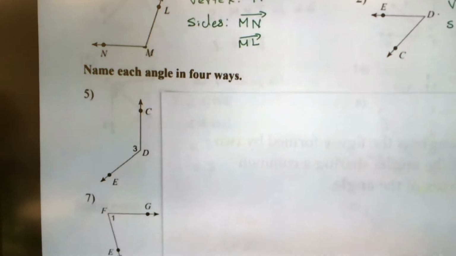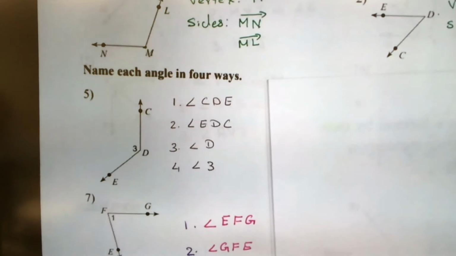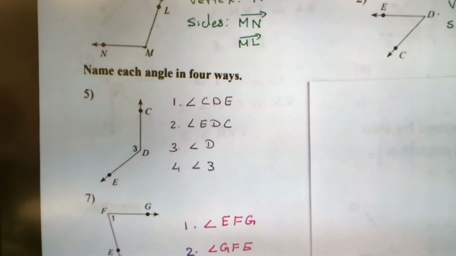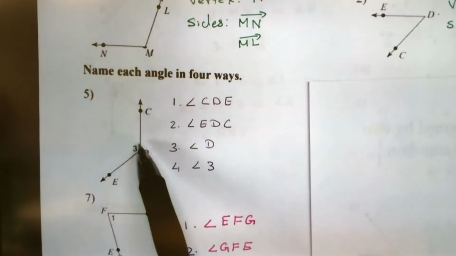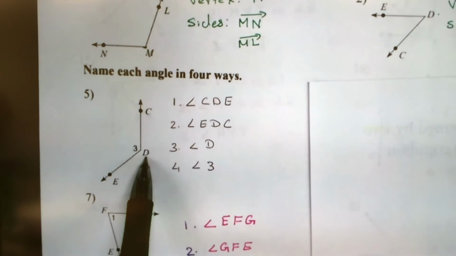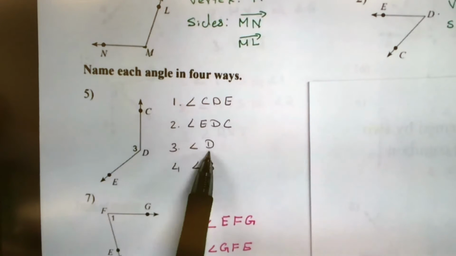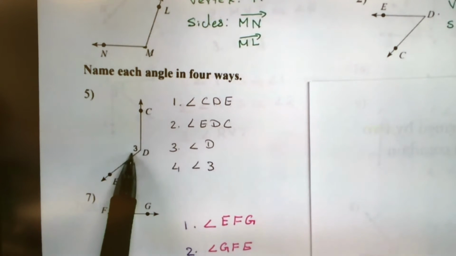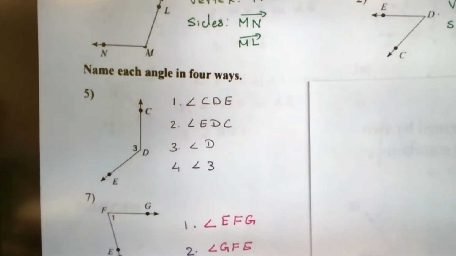I hope you have done those questions. So this is the answer. We can name it in 4 different ways. I can say CDE or EDC, or I can just use the vertex, angle D, or I can use the number, angle 3. So here I have again 4 different ways.